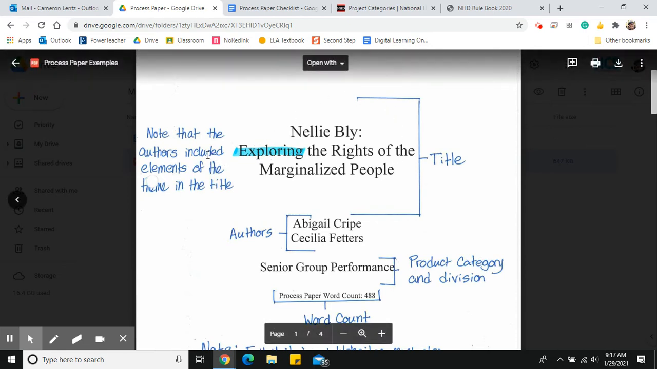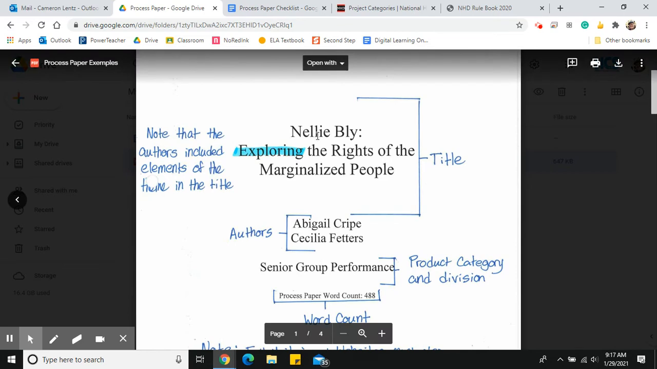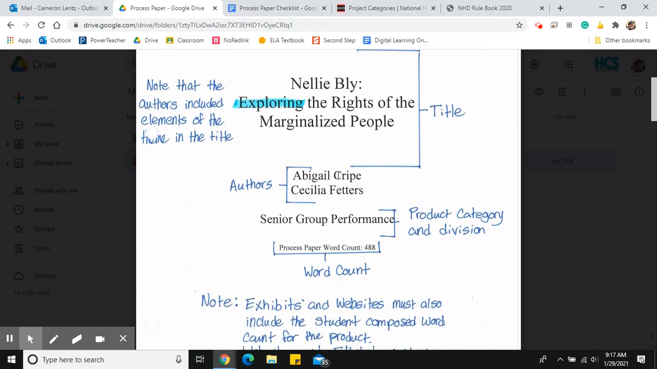Notice that the title includes elements of the theme. So that year's theme was exploration, encounter, and exchange in history. So I really like that they've tied their topic into that year's National History Day theme. Now this was a group project, so there's two student names here, and then they listed their division and category. So the category is basically just what are you making? Are you doing a performance? Are you doing a documentary? Are you writing a paper?